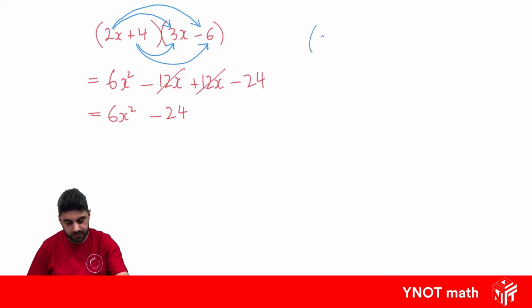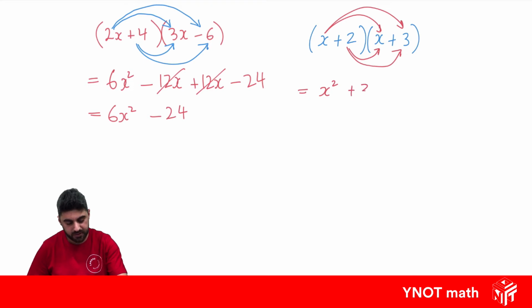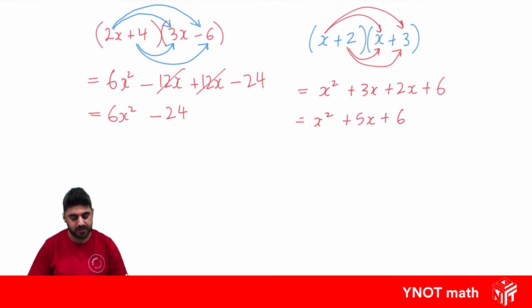Let's look at x plus 2 times x plus 3. So again, we need to multiply out every term in our first binomial with every term in our second. So x times x gives us x squared, x times 3 gives us 3x, 2 times x gives us 2x, and 2 times 3 gives us 6. We can add the two like terms in the middle, so 3x plus 2x gives us 5x. We end up with x squared plus 5x plus 6 as our expanded binomial.